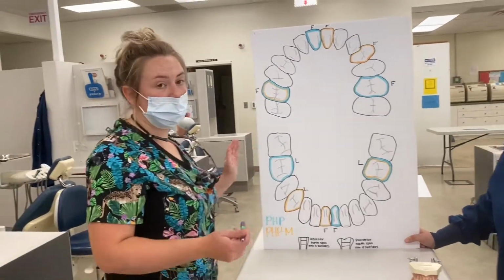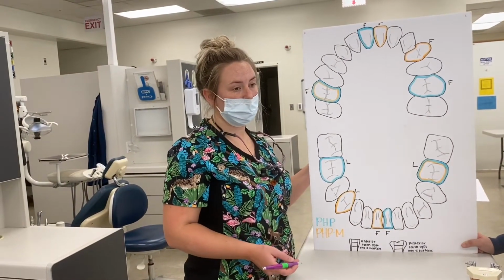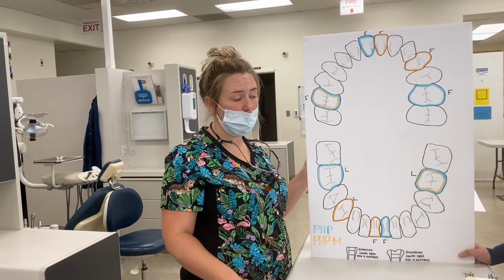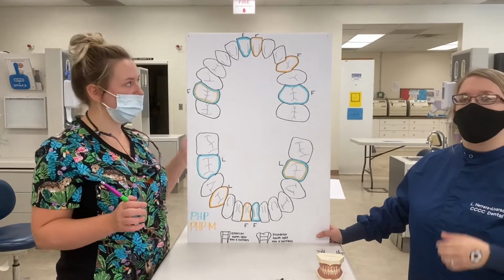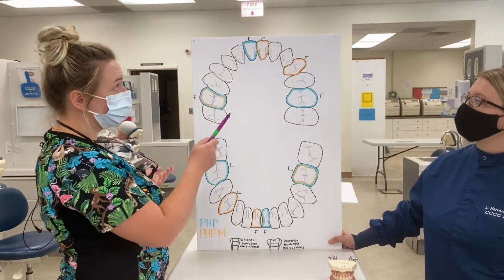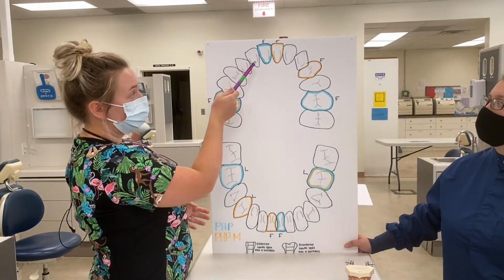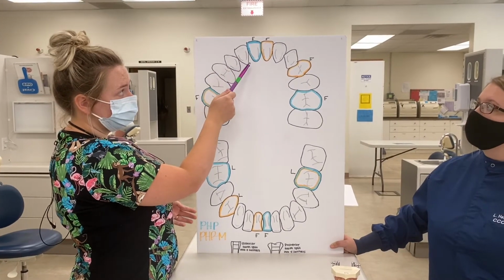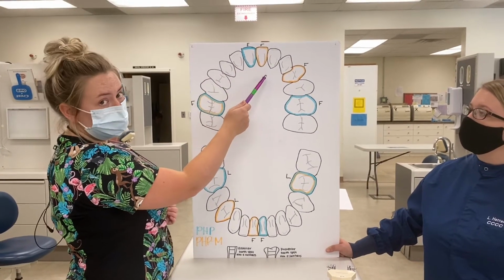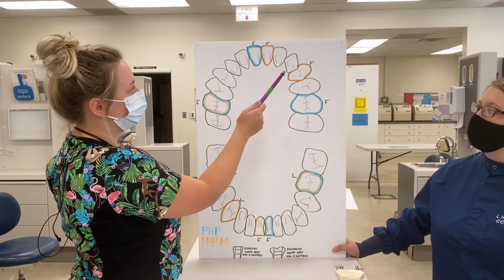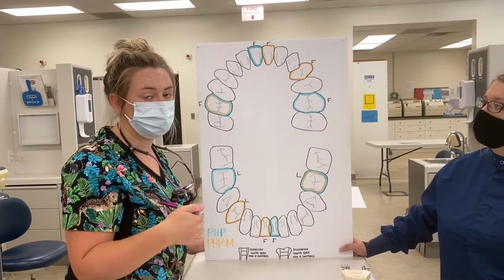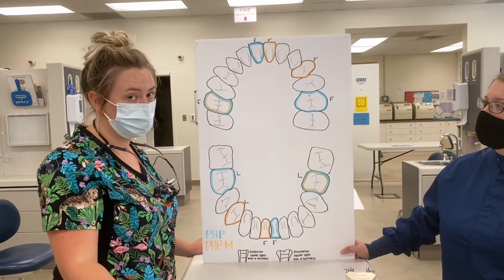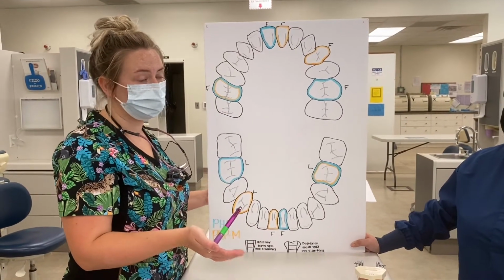Okay, so she just explained what PHP was, so now I'm going to talk about PHPM, the modified version. It's basically the same, it's just a little bit different. So instead of it being the maxillary right central incisor, it's going to be the maxillary left central incisor. This would be good for people who are missing the specific teeth that you need to do PHP. You could choose this instead and do a modified version.